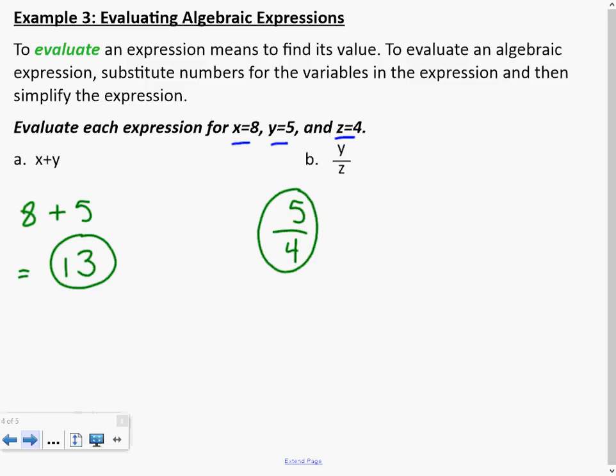So evaluating an algebraic expression just means you're taking the values for those variables, you're plugging them into the expression, and simplifying.